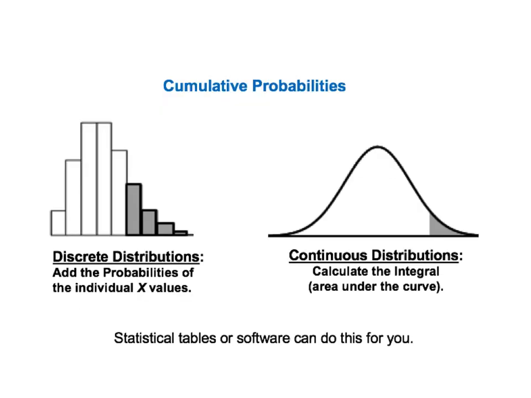As noted in the Part 1 video, we can't do this for continuous distributions because they have an infinite number of x values, but we can use calculus and integrals to calculate the area under the curve. Statistical tables or software will do this for us.